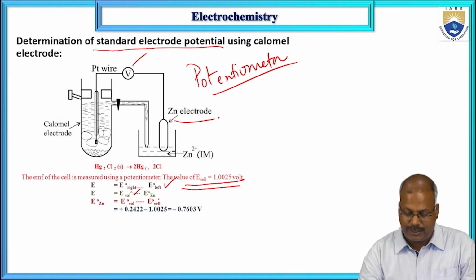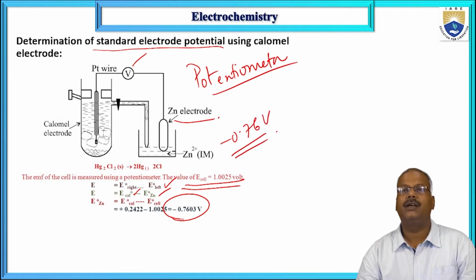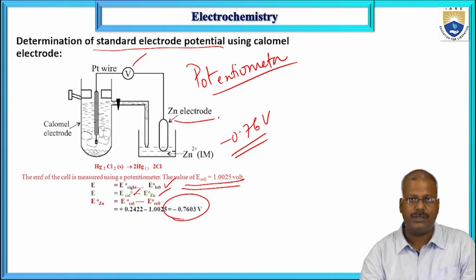So zinc undergoes oxidation, calomel undergoes reduction here. So we get the zinc electrode as minus 0.76 volts, which is verified. We already know it from the table, but here we got it through this connection.